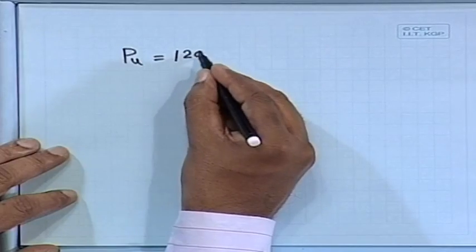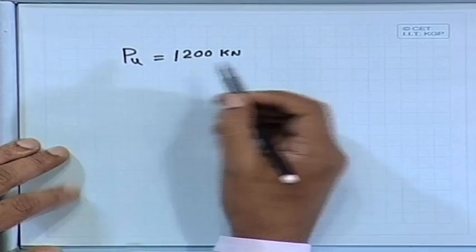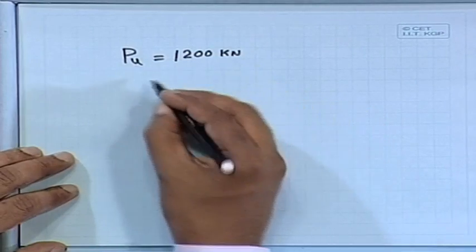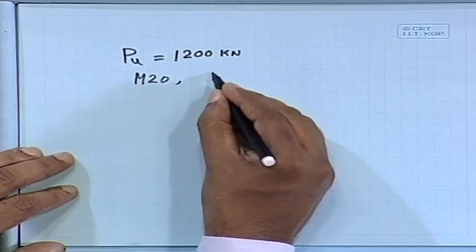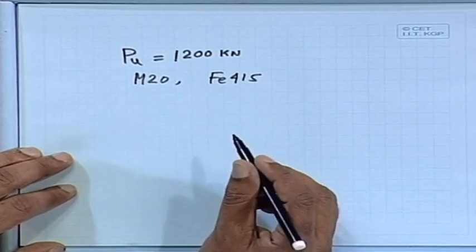So, you can give the dimension of the column also. If you assume that it is 1% steel, we can find that out. Our design calculation is very simple. Let us say Pu equal to 1200 kilonewton, which we have computed from analysis, M20 grade of concrete, Fe415, that we have done. So, this is your case.